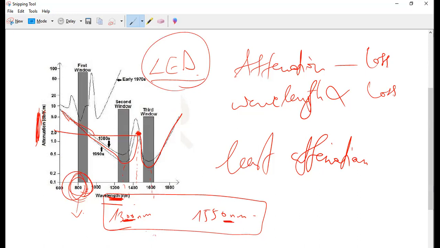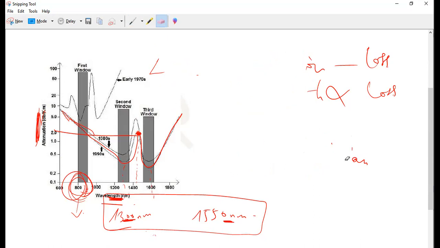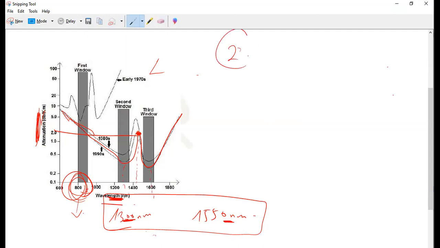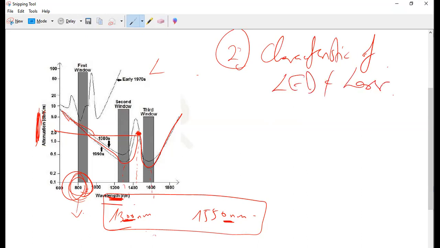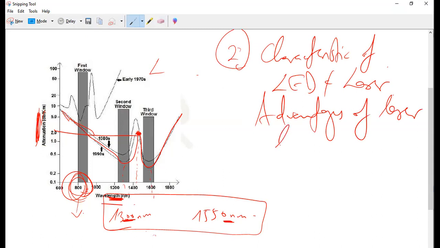Question number 2, assignment 3. Characteristics of LED light. I feel this is important. Characteristics of LED and laser. Advantages of laser light. That is question number 2, assignment 3.